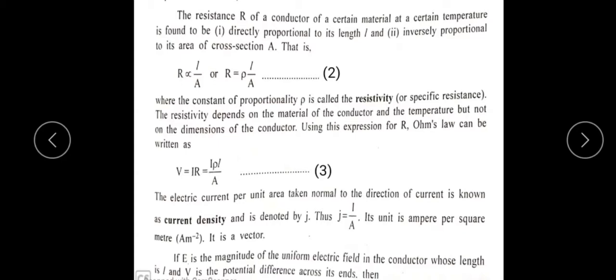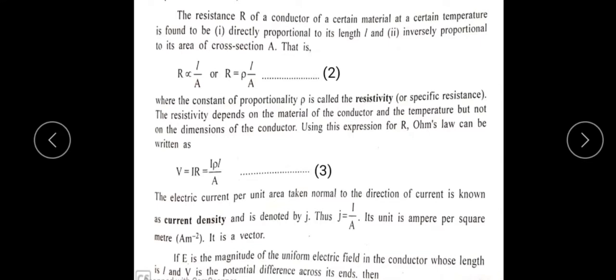Using this expression of R, Ohm's law can be written as follows. We know that V is equal to IR. This is Ohm's law, and I keep it as it is. For R, we have the value R is equal to rho L divided by A. This is the value of R from equation number 2.